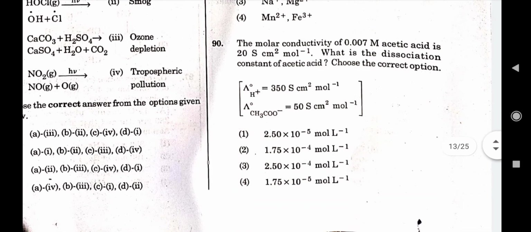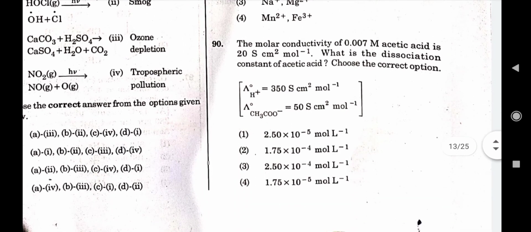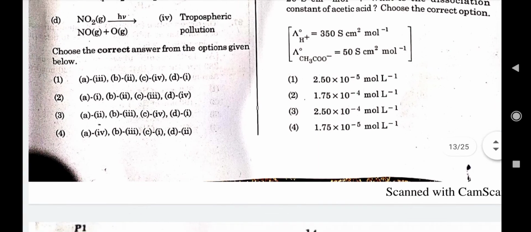The molar conductivity of 0.007 molar acetic acid is 20. What is the dissociation constant of acetic acid? Choose the correct option. इसका जो correct option है that is option number 4, 1.75 into 10 to the power minus 5 moles per liter.